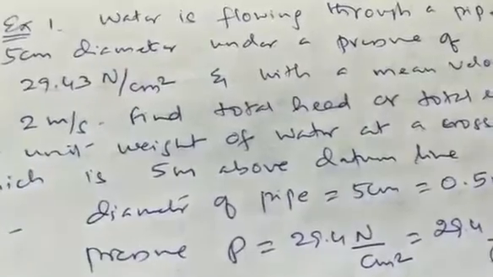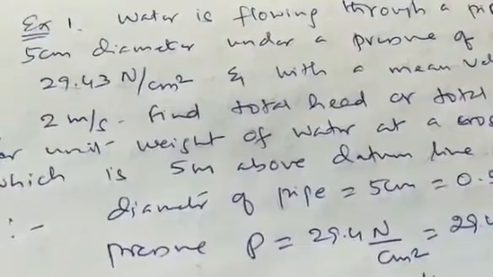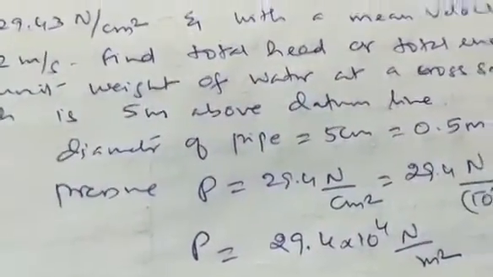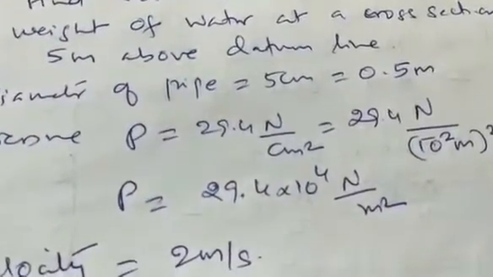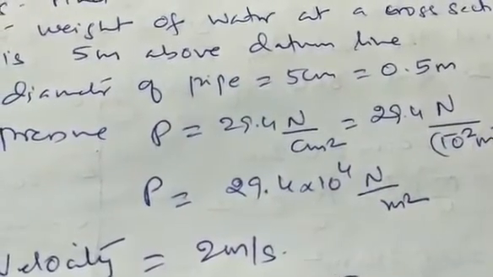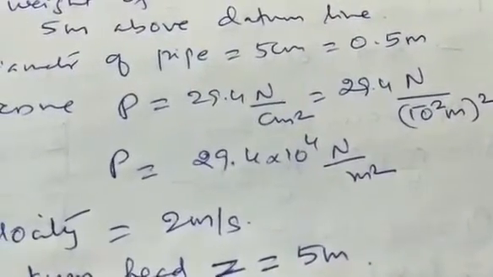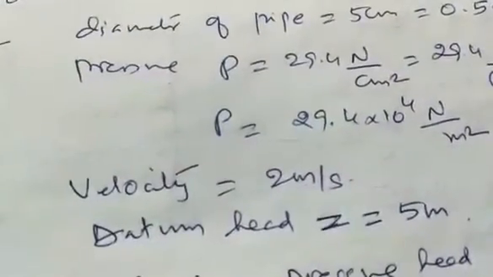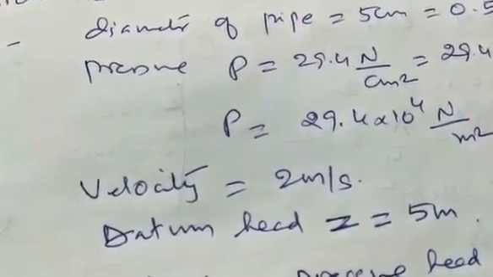So first is the diameter of the pipe. First you need to convert all the parameters into SI unit. The diameter of the pipe is 5 centimeter. Convert that 5 centimeter into meter, that is 0.05 meter. Then pressure is given as 29.43 Newton per centimeter square, which is equivalent to 29.43 into 10 raised to 4 Newton per meter square. Velocity is given, velocity is 2 meter per second, and datum head is 5 meter.